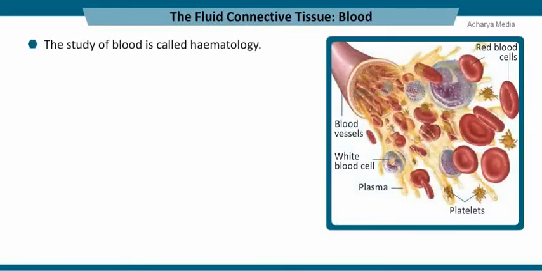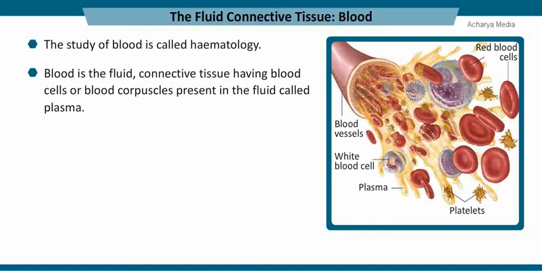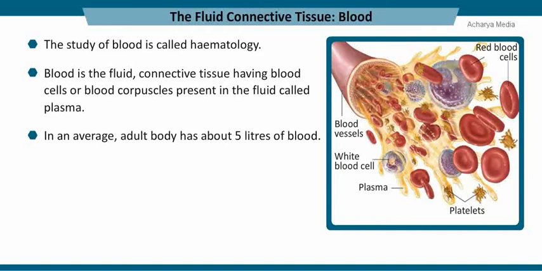The study of blood is called hematology. Blood is a fluid connective tissue having several different types of cells present in the intercellular fluid called plasma. These cells are called blood cells or blood corpuscles. An average adult has about 5 liters of blood. In fact, blood is called fluid tissue of the body.